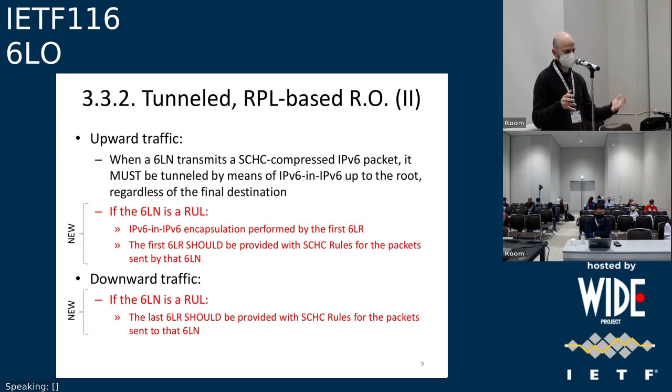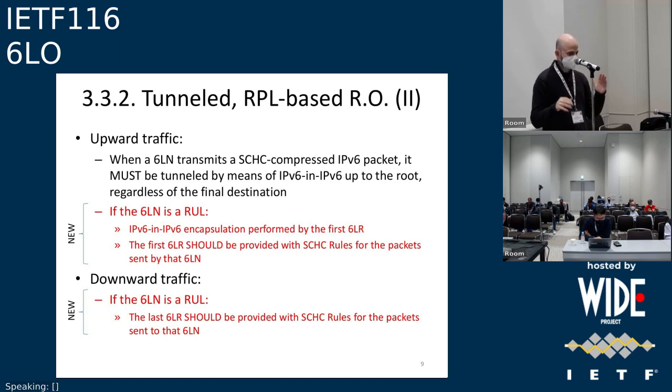But then here we have the problem, which is what we try to address in 01, which is, okay, when the 6LN is routing unaware, what happens with the first or the last hop for upward or downward transmission? Because we also want that transmission to be efficient. We also want to have some way to compress the IPv6 or the additional headers.